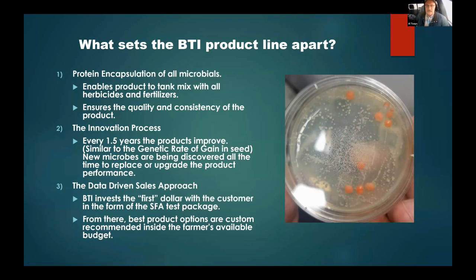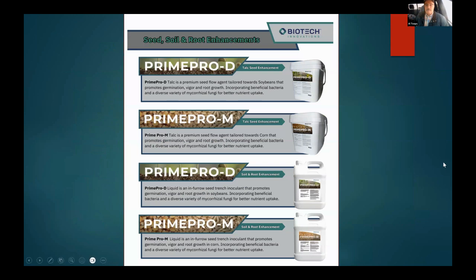We also want to take a data-driven approach. So we want to help the farmer by investing with that farmer to look at soil samples and then better place our products with that soil sample analysis. Well, these are our primers. This is our seed treatment products. We have a Prime Pro dicot and a Prime Pro monocot. And we also have products specifically for rice and other crops that we look at.